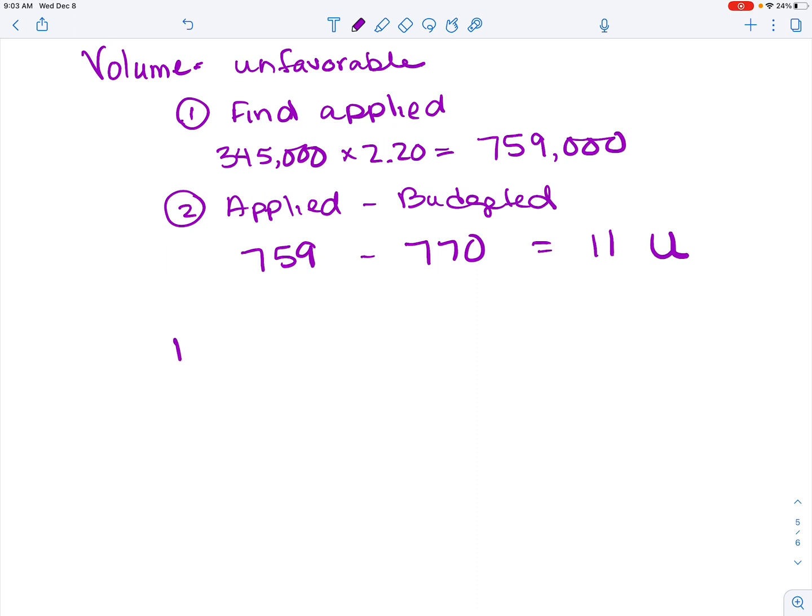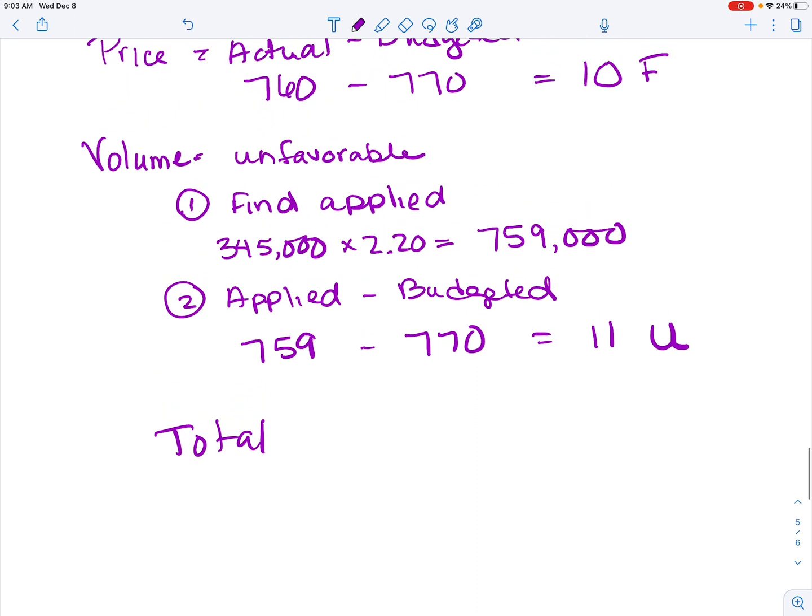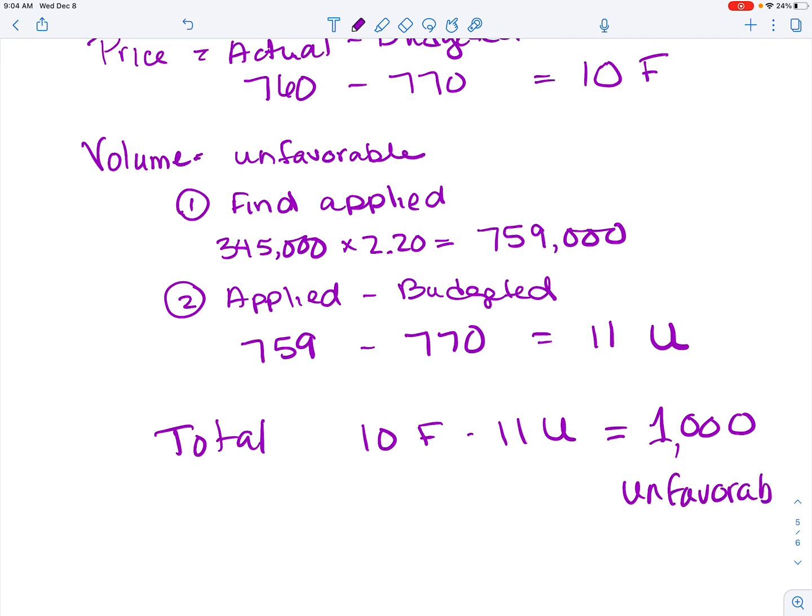And finally, to get that total variance, I'm just going to combine those two, just like we did in that problem before. I have a $10,000 favorable and 11,000 unfavorable, which gives me a $1,000 unfavorable total variance.